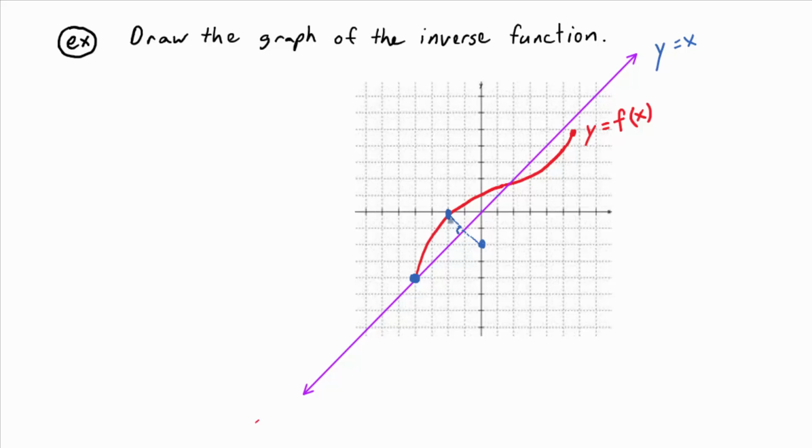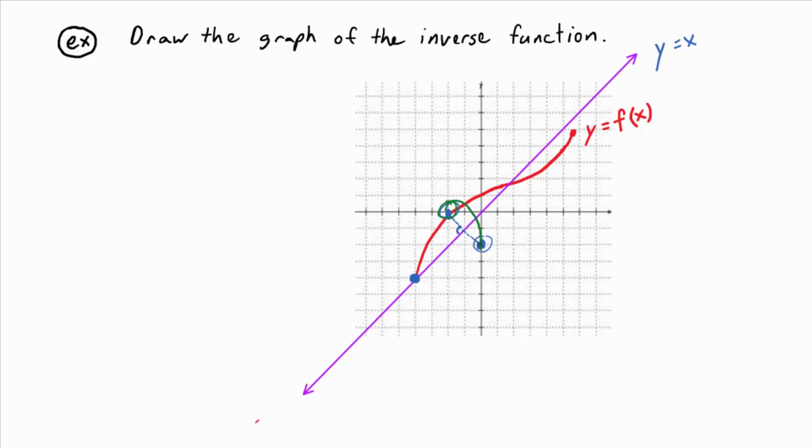And so what I mean by reflecting, say, this point across the line y equals x, is you're going to go the same distance perpendicularly from the line to the point, but in the opposite direction. So imagine lifting this point off the page, lifting it up, out, and then it landing over here. Same distance perpendicularly from the line in purple, but in the opposite direction.